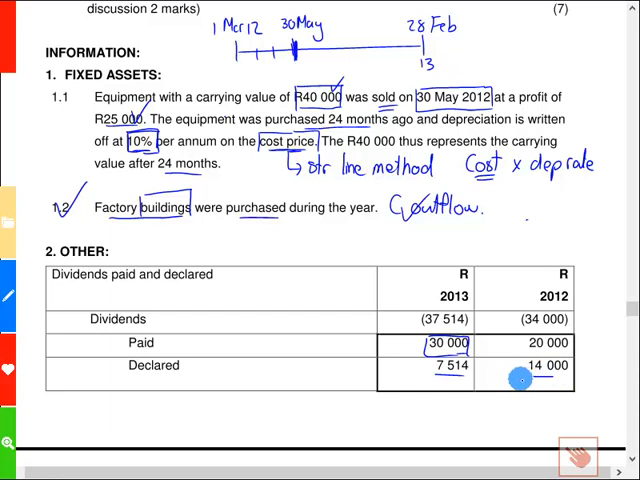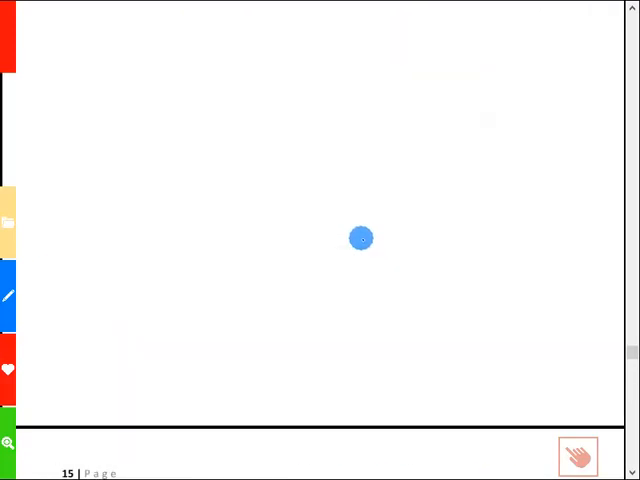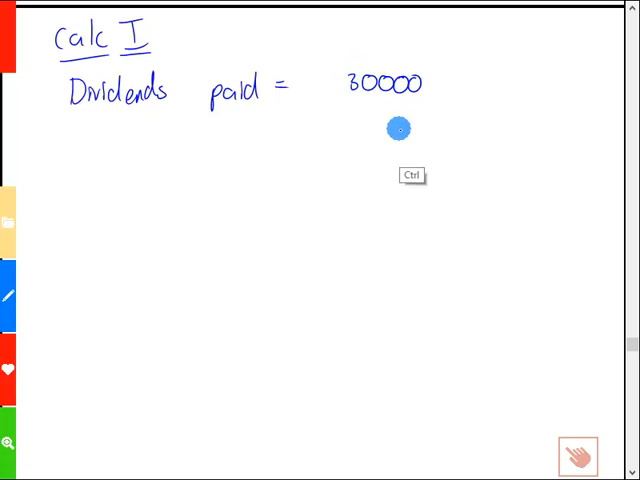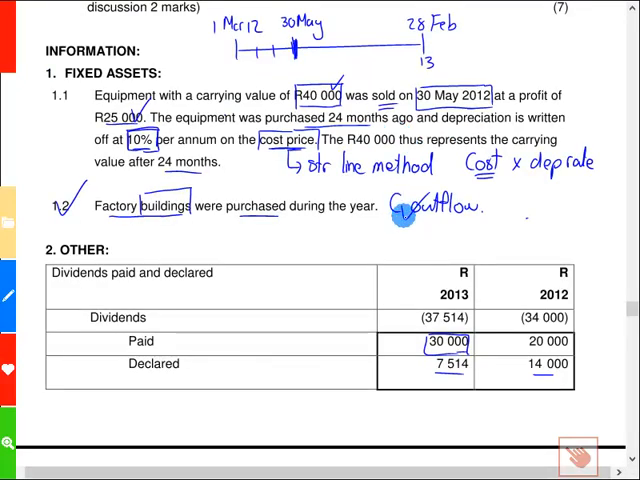So, how are we going to do this? We know that our dividends paid, this is calculation I. Can you see why you need a separate piece of paper for your calculation? Calculation I, dividends paid is 30,000 Rand. Okay.